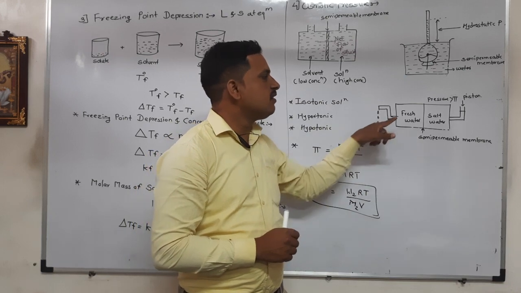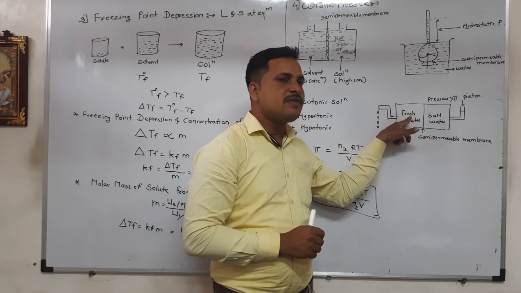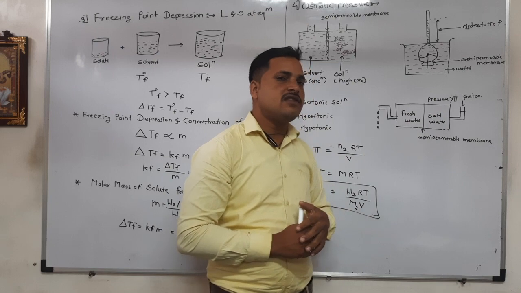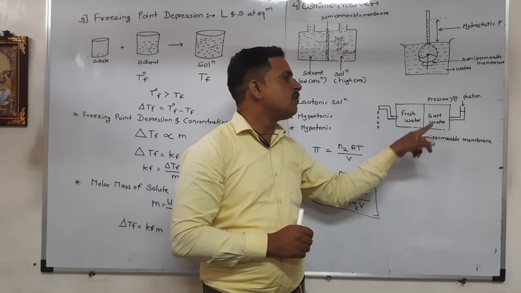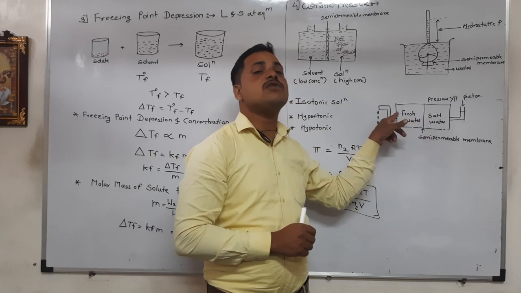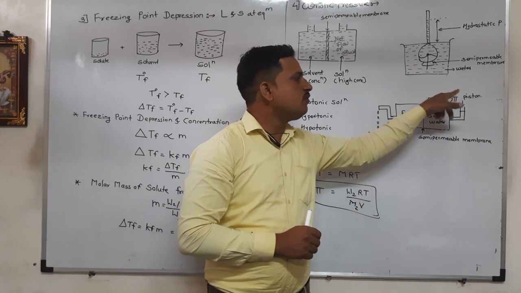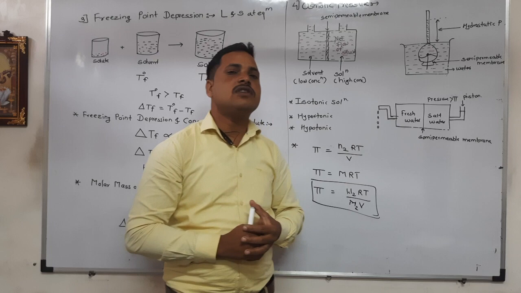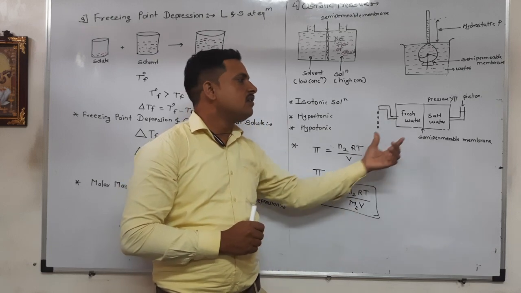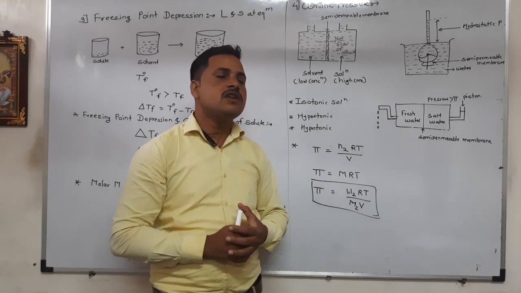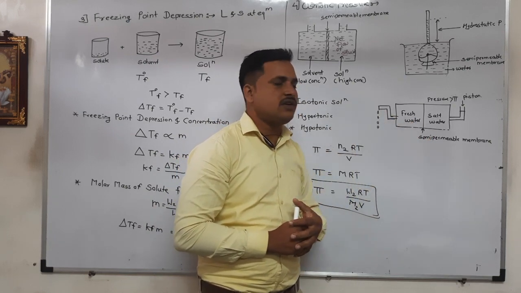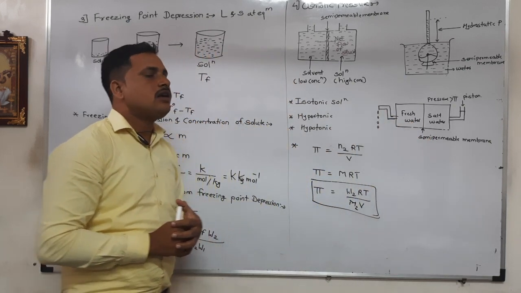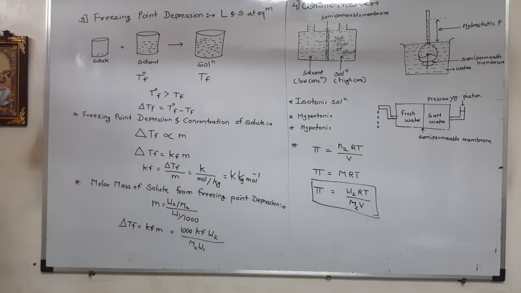In simple osmosis, the solvent molecules pass from lower concentration to higher concentration, but in reverse osmosis, the transfer of solvent molecules from solution to solvent occurs due to the applied pressure. This reverse osmosis is used to purify salty water to get fresh water. This is about two colligative properties, freezing point depression and osmotic pressure.